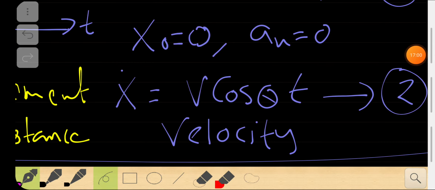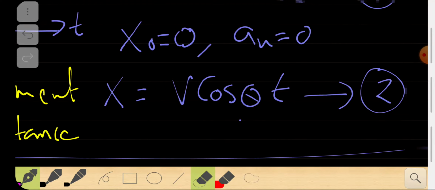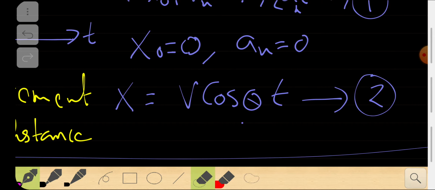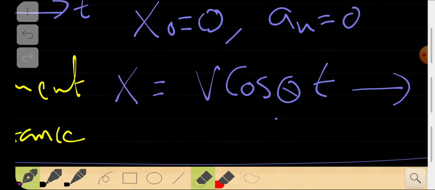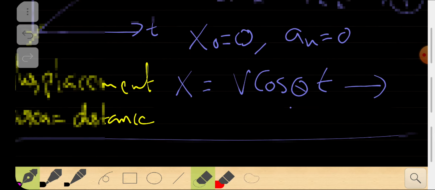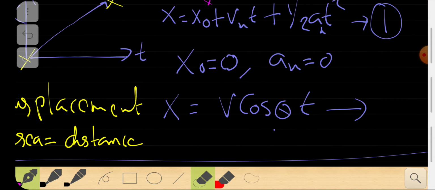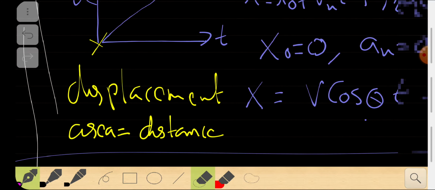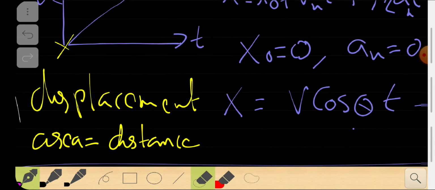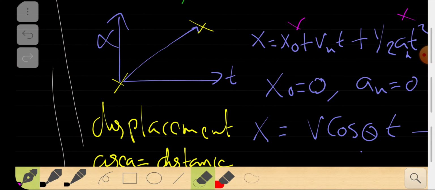So x is just vx t, and there is a slight mistake that I have written down. This is not necessary. So x equal to v cos theta times t. This equation is not needed to be represented. Anyways, x equal to v cos theta times t will be the position in the x direction.